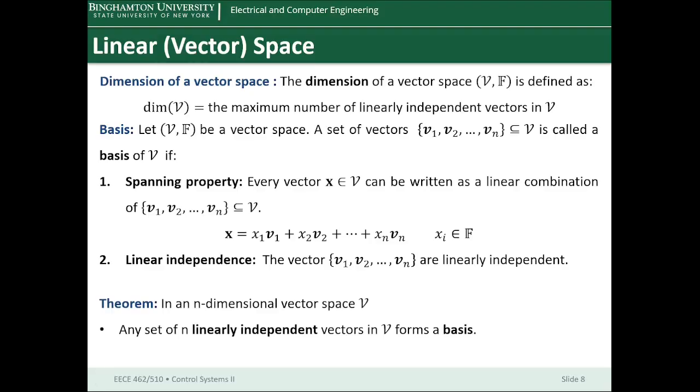From these two properties, we can state an important theorem. In an n-dimensional vector space V, any set of n linearly independent vectors forms a basis. This means there is not just one basis for a vector space. In fact, an n-dimensional space has infinitely many possible bases. So the choice of basis is not unique, but the dimension is always fixed.